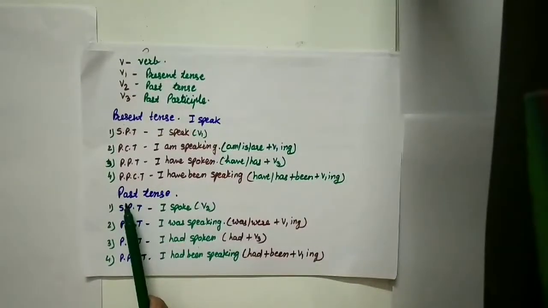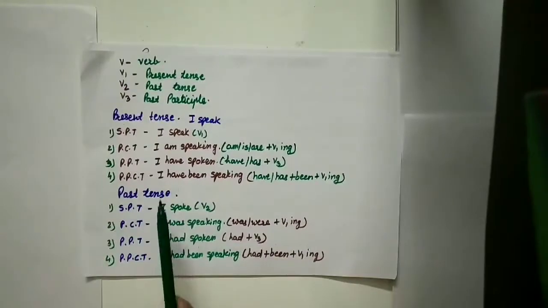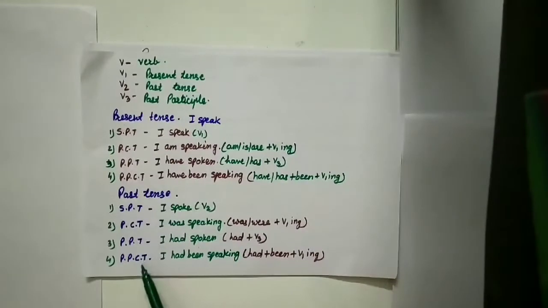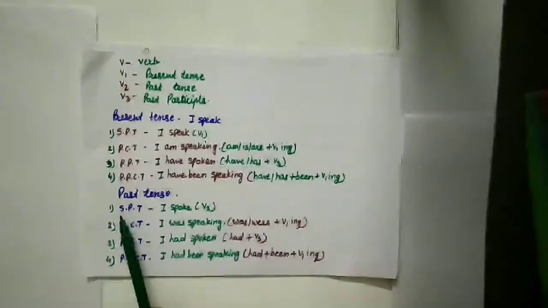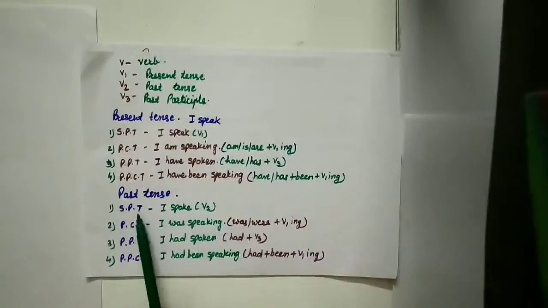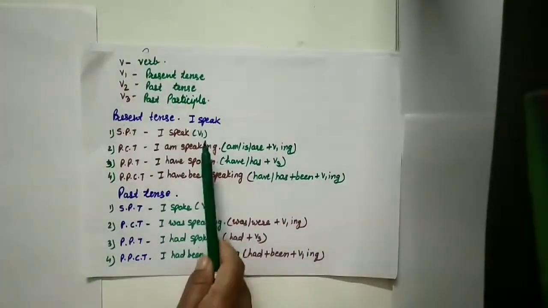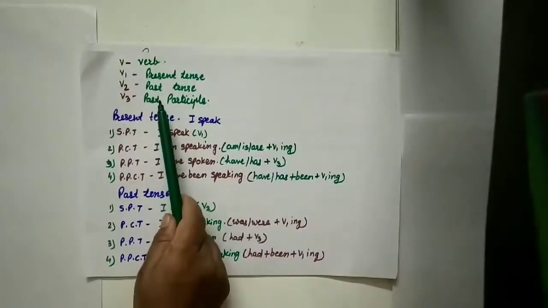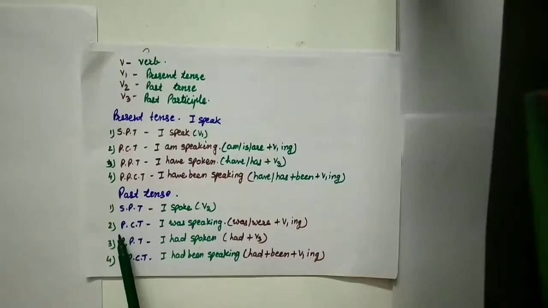Now next is the past tense. Same sentence, I speak. We are going to convert it into these four tenses. First tense is simple past tense. "I speak" converted into simple past tense is "I spoke". The format is V2, meaning the verb is in the past tense. Next is past continuous tense. I was speaking, meaning the action was going on. The format is was or were plus V1 ing.